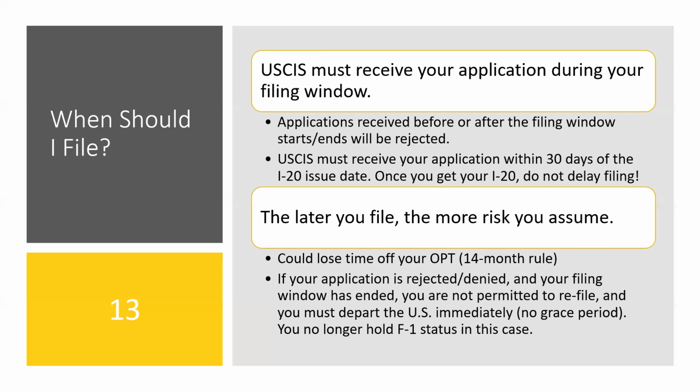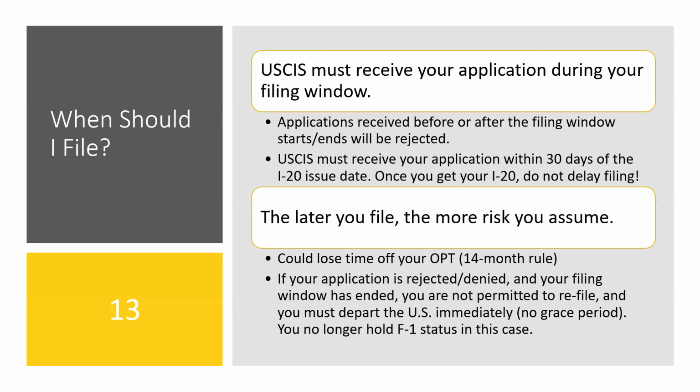If you're not sure about if you're going to file or you think you might wait a little bit, talk to your ISSS advisor. It might make more sense to just wait to request your I-20 when you're sure. Because if USCIS receives it after that 30-day window, they will deny your application. So once you get your OPT I-20, you want to make sure that you go ahead and file. You don't want to just wait. If something comes up and you want to delay filing, let your ISSS advisor know so that we can issue a new I-20 for you.